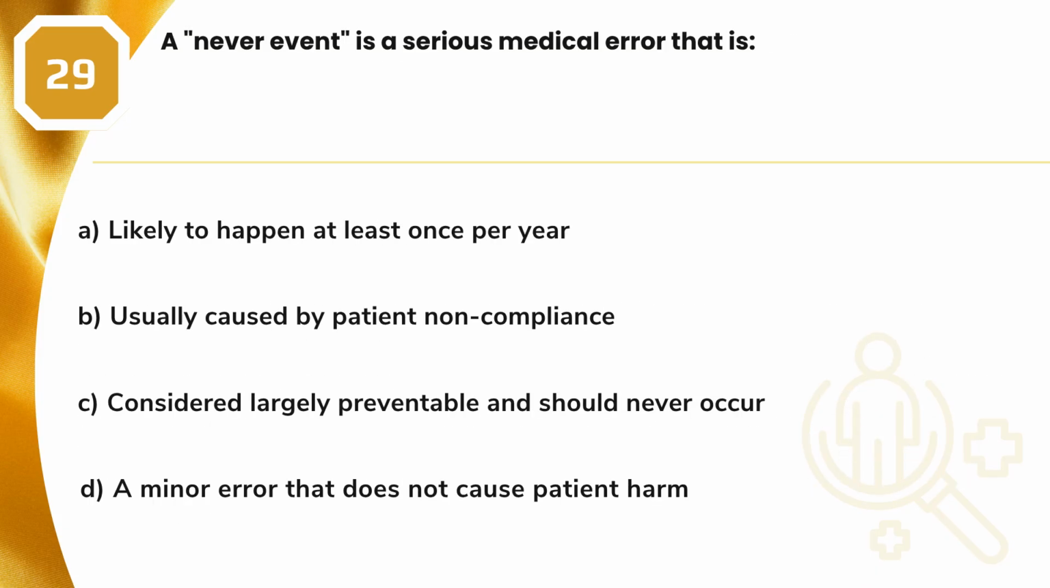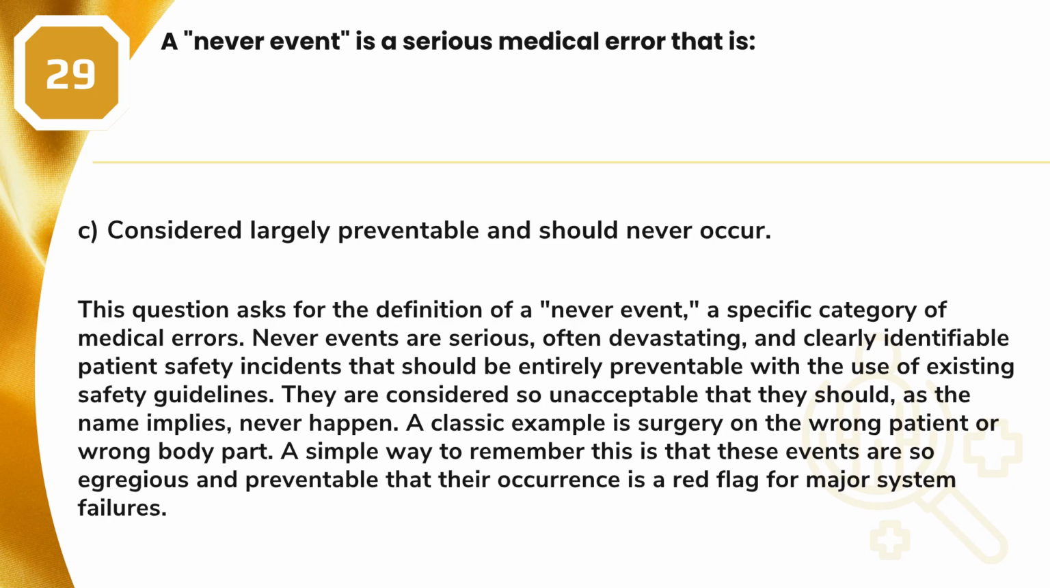Question 29. A never event is a serious medical error that is A. Likely to happen at least once per year. B. Usually caused by patient noncompliance. C. Considered largely preventable and should never occur. D. A minor error that does not cause patient harm. Answer: C. Considered largely preventable and should never occur.